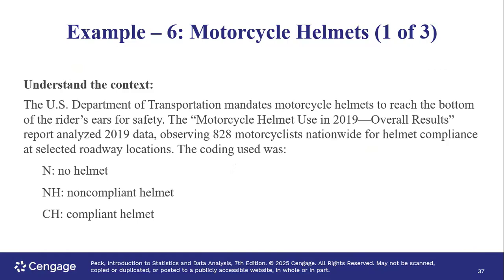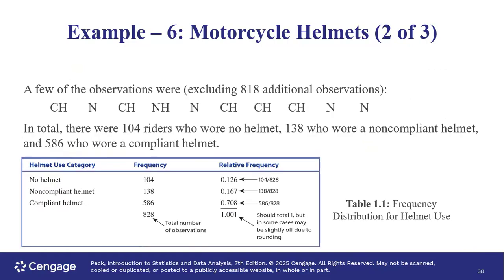Here they're looking at use of helmet. N means no helmet, NH means non-compliant helmet, and CH means compliant helmet. So here they looked at observations. Okay, there are 818 plus all this. They found out how many of them were compliant. That would be CH. N will be no helmet at all, which is not good. NH is non-compliant helmet. And they found out that out of 828, 586 are using compliant helmet. So the relative frequency of compliant helmet, that is a category, is 586 divided by 828, which is 0.708. That means almost 71% of the motorcycle riders are using compliant helmet, which is a good sign.